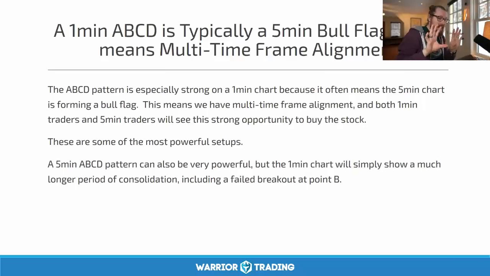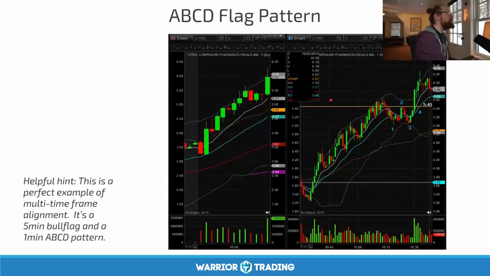It's not the same exact pattern occurring on both time frames. It's an ABCD pattern and then a 5-minute bull flag, but that's still a really good sign of strength. So here's an example of an ABCD pattern. This is actually a perfect example of multi-time frame alignment because the ABCD pattern is on the 1-minute chart, whereas the 5-minute is a bull flag.